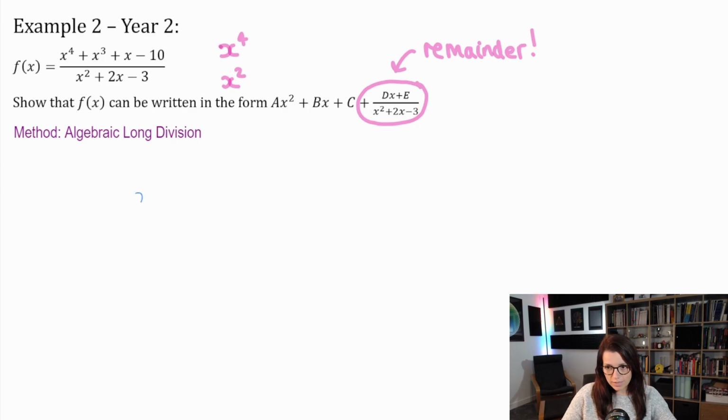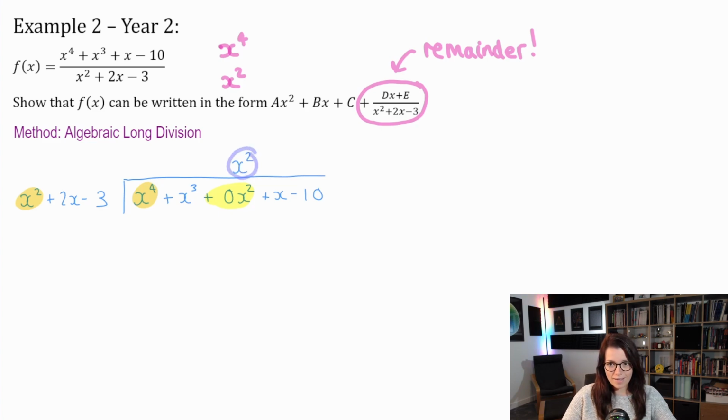Now this time when I set it up, I'm going to do x to the power of 4 plus x cubed plus 0x squared as a placeholder plus x minus 10. That placeholder is important so you don't forget about anything to do with x squared. We want to divide this all by x squared plus 2x minus 3. So first step is x to the power of 4 divided by x squared. And that will give us x squared, so that can go on top of the placeholder.